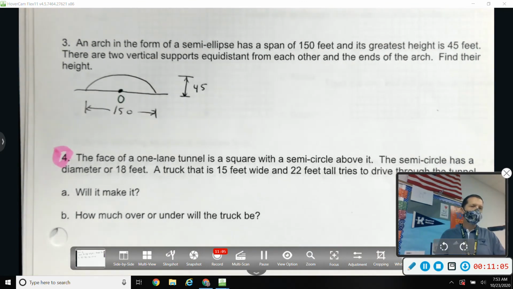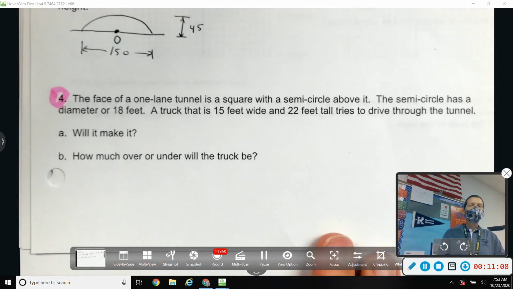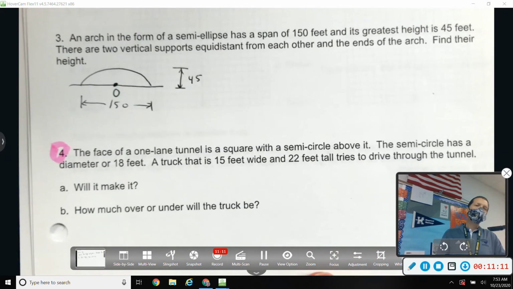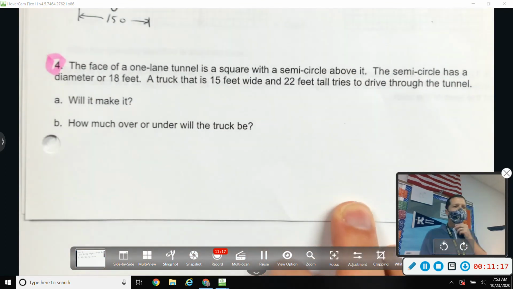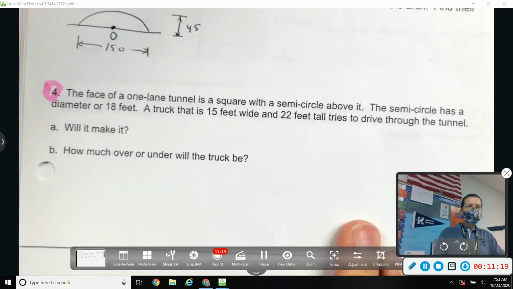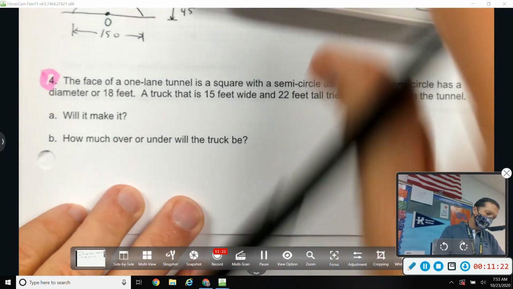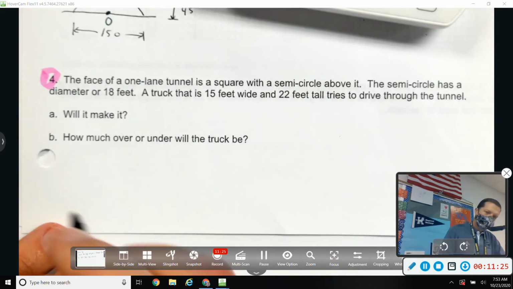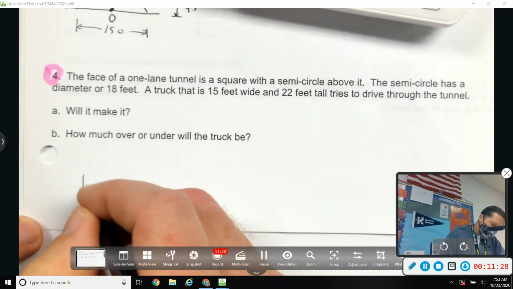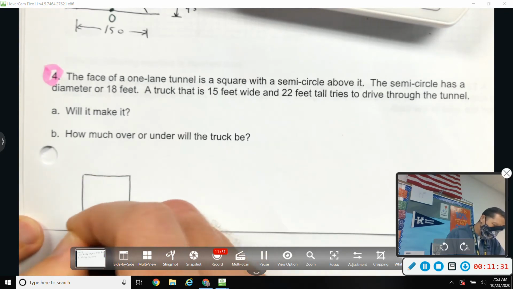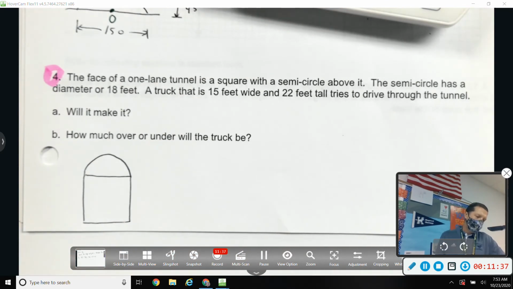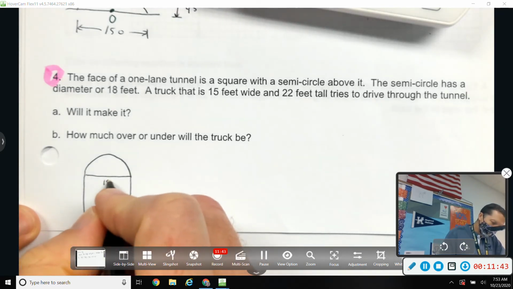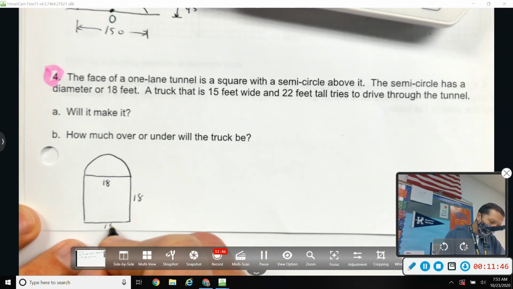But let's jump to number 4. Pardon? Why would that be the same? Half an ellipse. Because it's half an ellipse. Number 4. The face of a one-lane tunnel is a square with a semicircle above it. The semicircle has a diameter of 18 feet. So the entire width there is 18, but then it's a square, so all of those are 18.